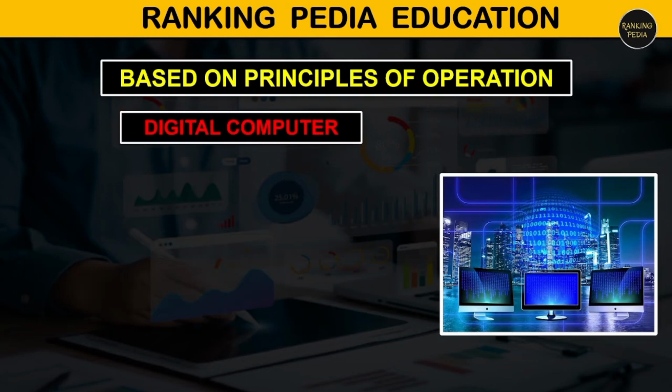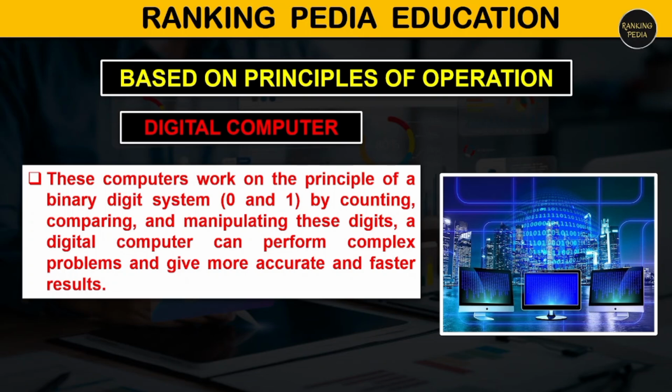Next one is the digital computer. Now what does a digital computer look like? These computers work on the principle of the binary digit system, that is 0 and 1. By counting, comparing and manipulating these digits, a digital computer can perform complex problems and give more accurate and faster results. This is all about a digital computer. They have an increasing use in the field of design, research and data processing.